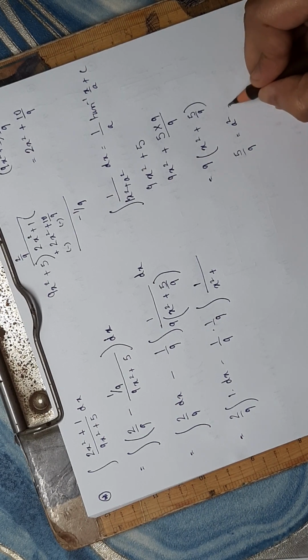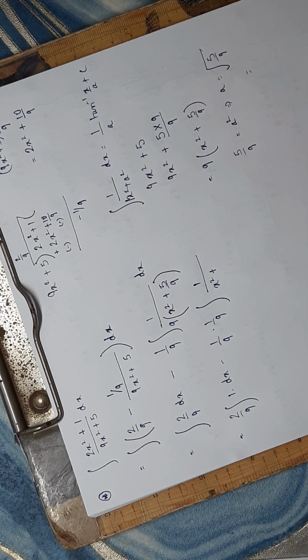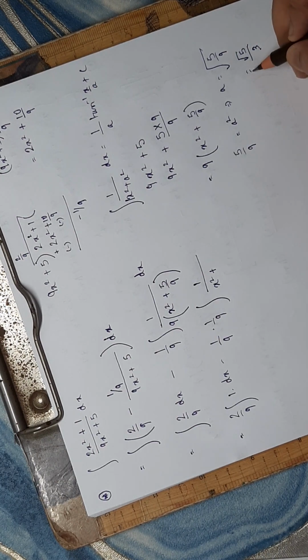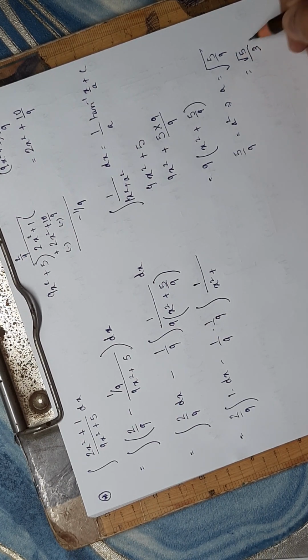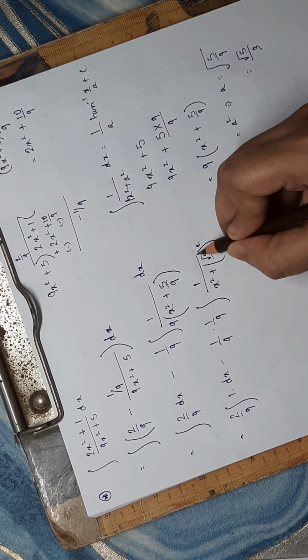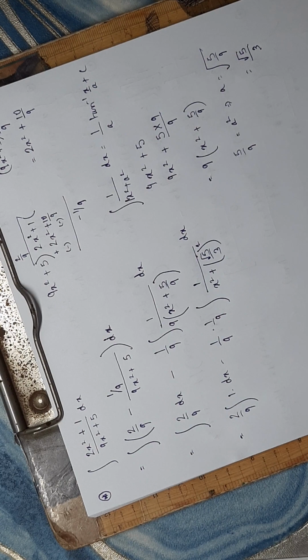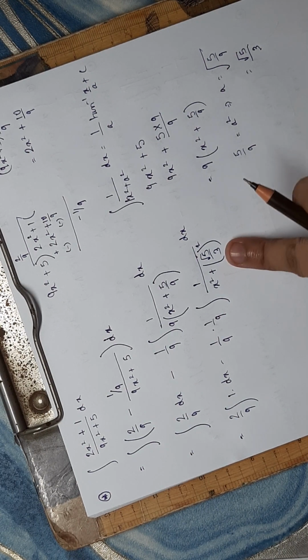Alright, so a will be what? Root over of 5 by 9. Is that clear? What is root 5? Root 5 is nothing but root 5. But what is root 9? Root 9 is nothing but 3. So a is root 5 by 3 here, and the whole square, and this is how we arrive at the basic expression. Now we are fully ready to integrate. I hope you understood this.